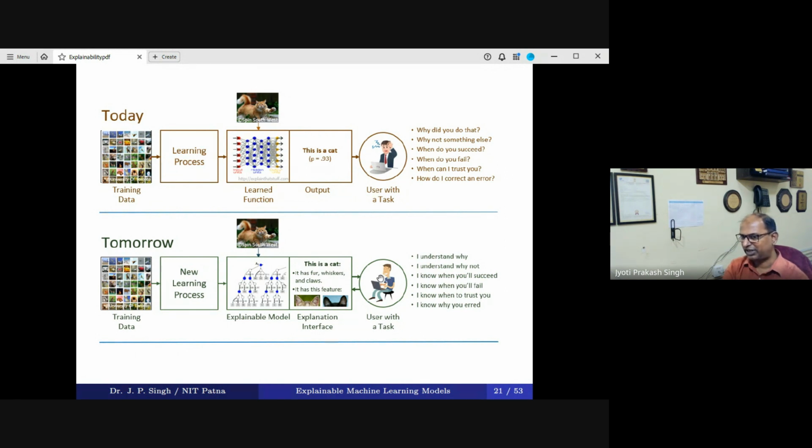From a human being's perspective, now you understand why it has made this decision, and why it has not made anything else. You can know when the model will be successful on particular data, and on what data it will not be successful. Can you trust it? You can now assign a certain trust score to it. And if the system is regularly giving wrong output, you can find out where it is making that mistake, pinpoint it, and correct it.